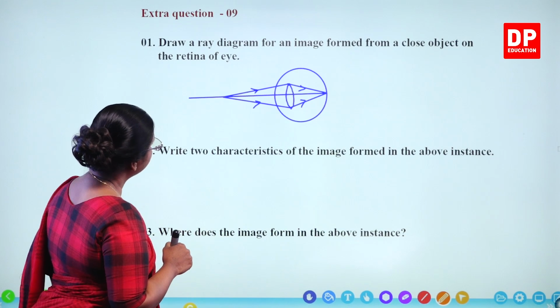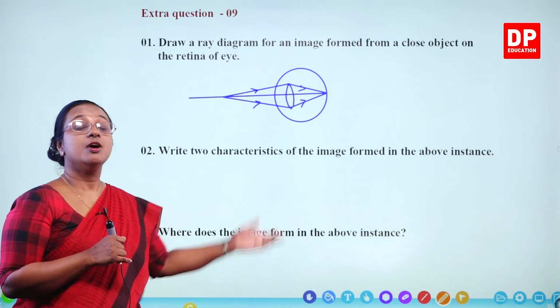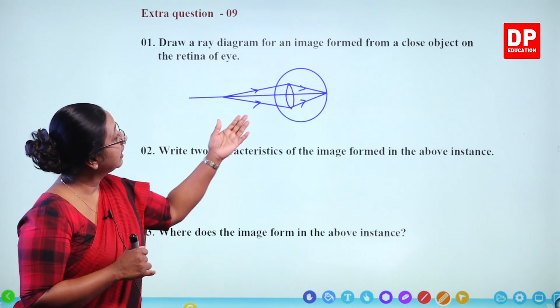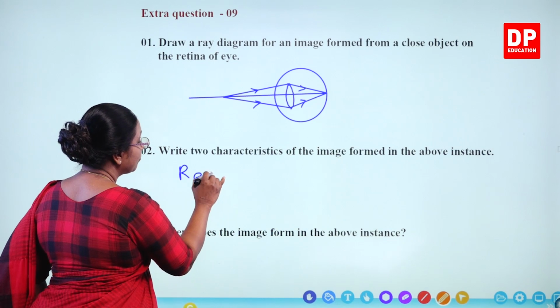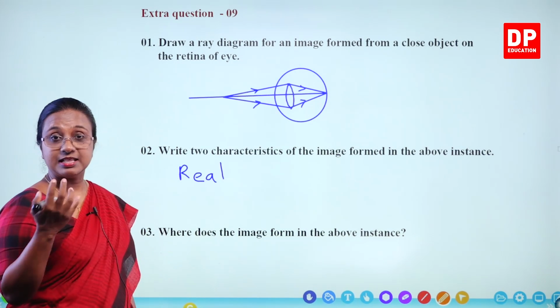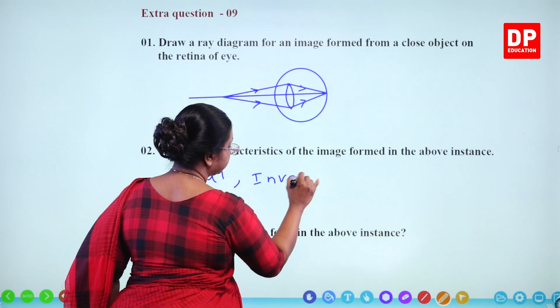Then the next one. Write two characteristics of the image formed in the above instance. What are the two characteristics? It's a real image and an inverted image. Real image, why? Because it forms on the retina, that is like a screen, and it is inverted.